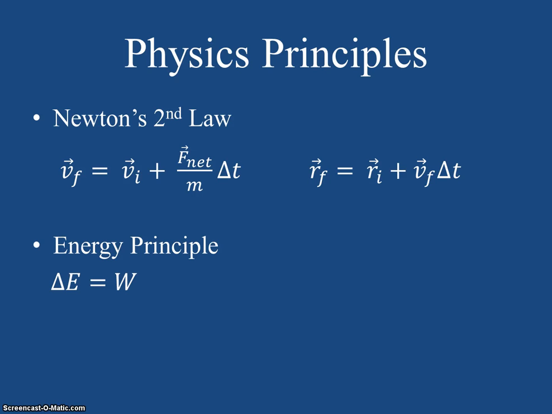This lab once again utilizes the fundamental principle of physics, which is Newton's second law. The first equation relates the final velocity to the initial velocity, and the second equation relates the final position to the initial position. Both will be used in the code that constructs the computational model. The second principle is the energy principle. This states that the change in energy of the system is equal to the work done on the system.